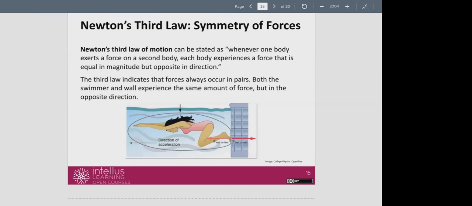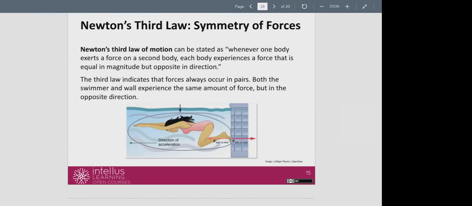We know that the swimmer is going to accelerate. Otherwise, the swimmer would just stay in place. We know that doesn't happen. So the swimmer uses that push on the wall to create thrust forward, right? And that happens because those two forces, although they're equal in size and opposite in direction, are not canceling each other. And that's because they are not being exerted on the same object.